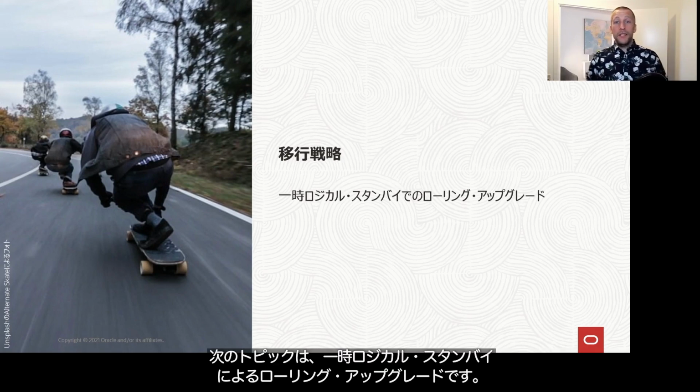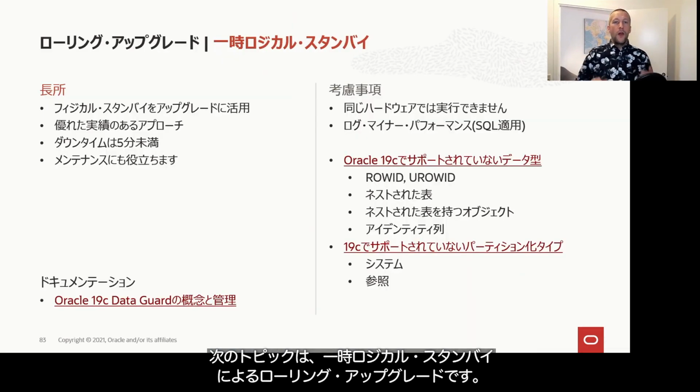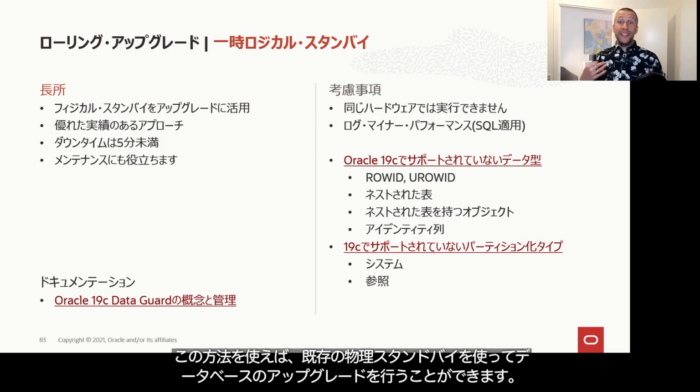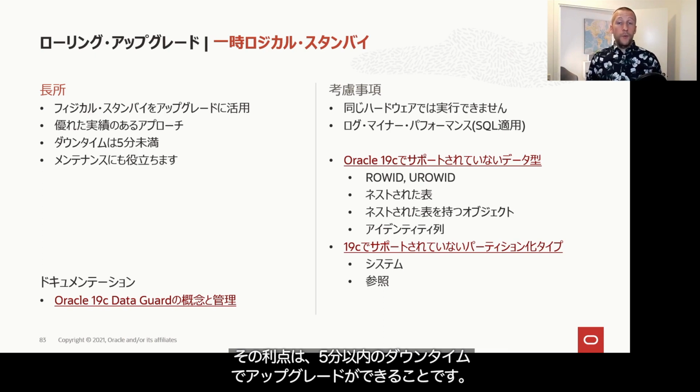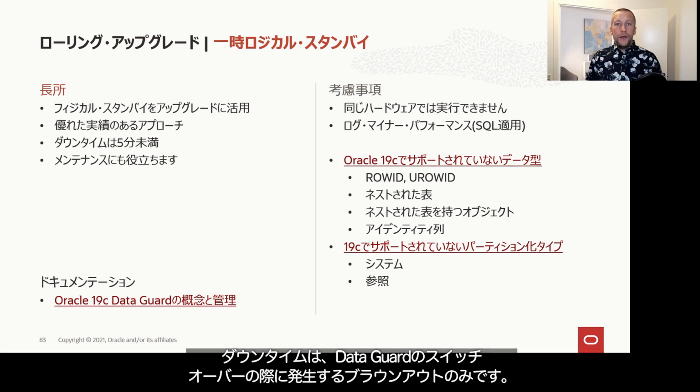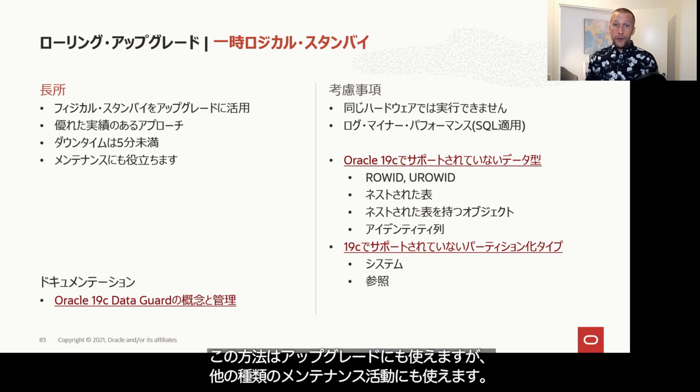The next topic is rolling upgrades with transient logical standby. When you use this approach, you can use your existing physical standbys to do a database upgrade. This is a well-proven approach that was introduced all the way back in 11.1 or so, and we have many customers that use this approach. The advantage is that you can do an upgrade with less than 5 minutes of downtime, and the only downtime that you have to take is actually only a brownout while you do a Data Guard switchover. You can use this approach for upgrades, but you can also use it for other kinds of maintenance activities.